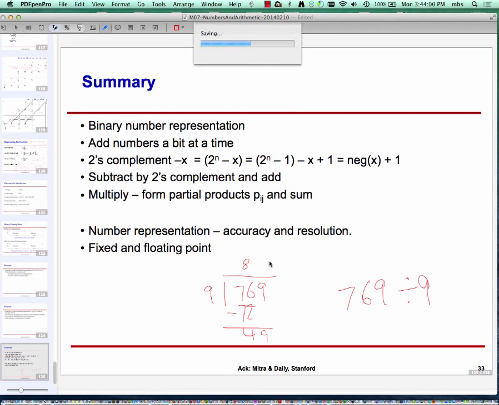Similar, kind of. Too complicated for me to go into, it's not part of the course, but I just wanted to tell you that people make dividers, okay, and this is how you do it.